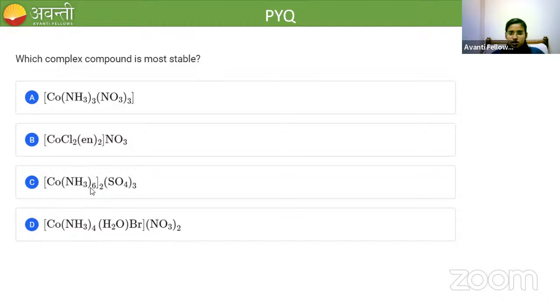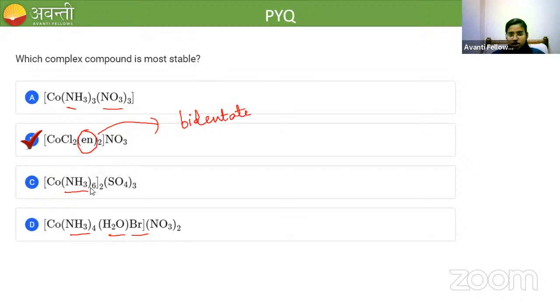So this is the correct answer, students. It is option B. Because in option A, we have a monodentate ligand. In option C also we have a monodentate ligand. And in option D also all the ligands are monodentate. But only in option B we have a bidentate ligand.